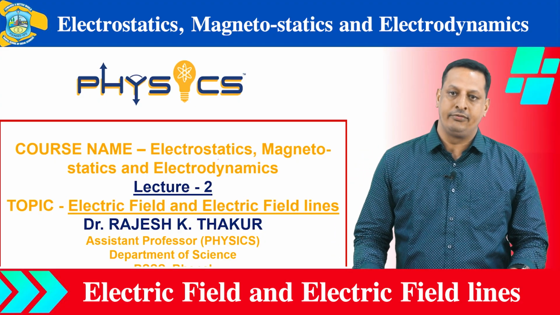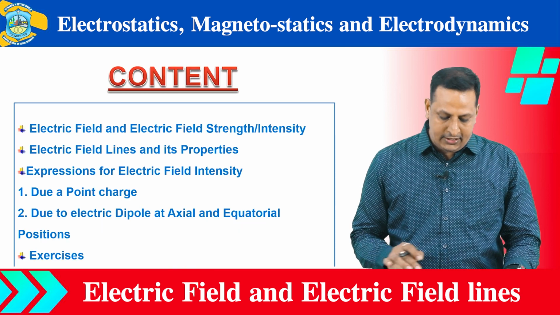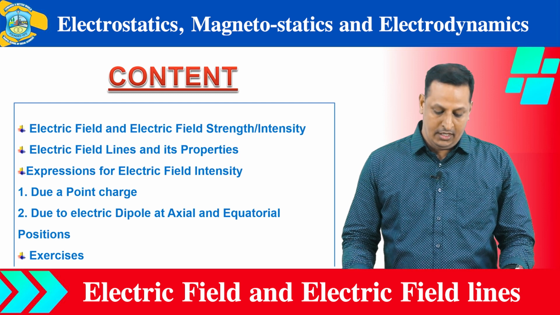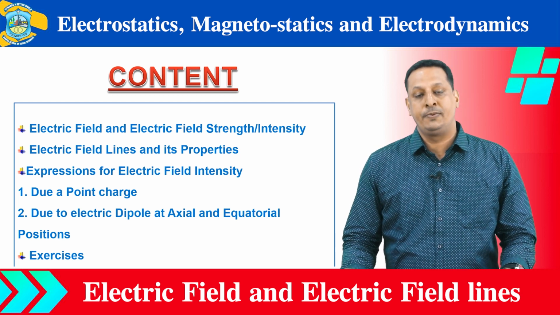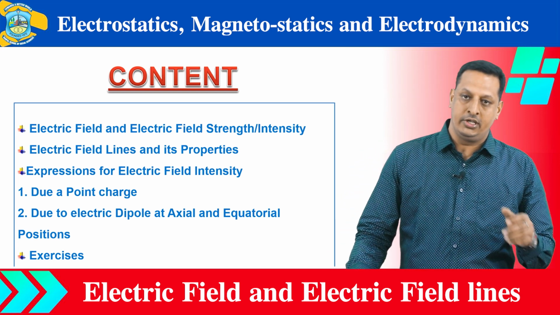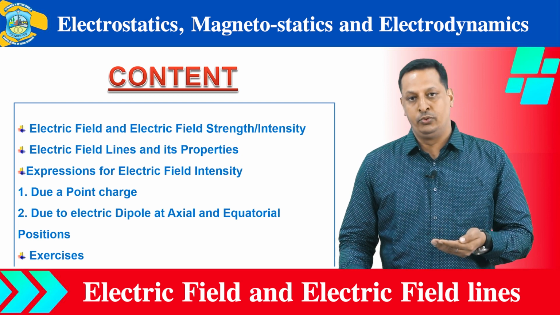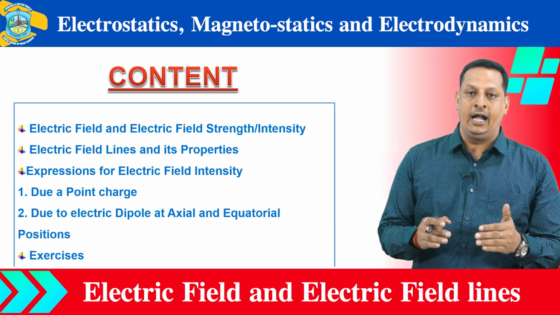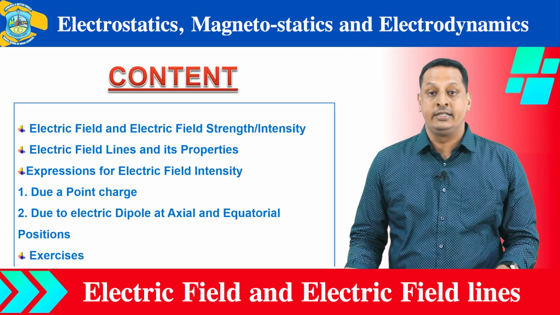In this lecture, we have taken the topic electric field and electric field lines. The various topics we shall be covering here are electric field and electric field intensity, electric field lines and the various properties of electric field lines, then expression for the electric field intensities which are generated by a point charge and an electric dipole. In case of electric dipole, we will find out the expression for the electric field both at axial and equatorial position. This will be followed by certain exercises at the end.